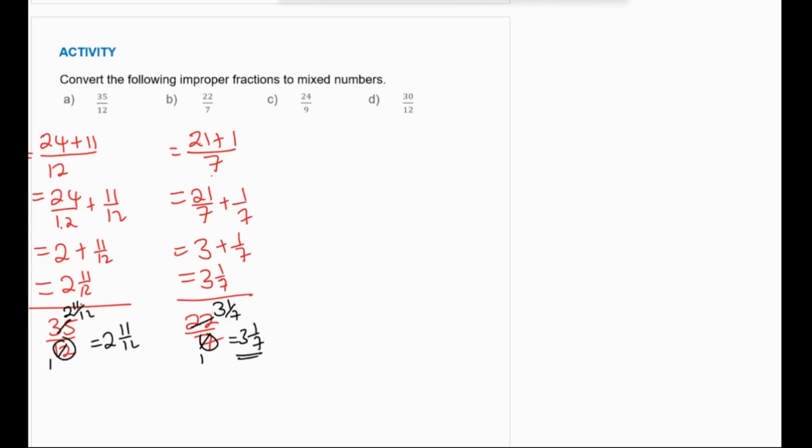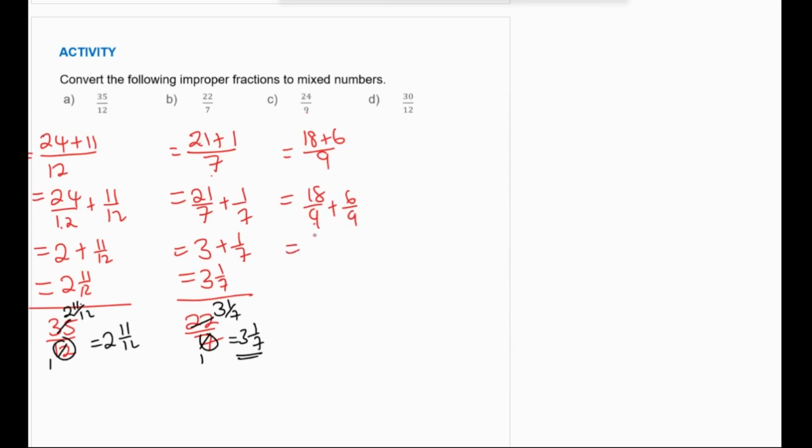Right, let's do question C. 24 over 9. The highest multiple of 9 just before 24 should be 18. 18, and then 18 plus what to get 24? It should be 18 plus 6. So we can break 24 into 18 plus 6 over 9. And then becomes 18 over 9 plus 6 over 9.